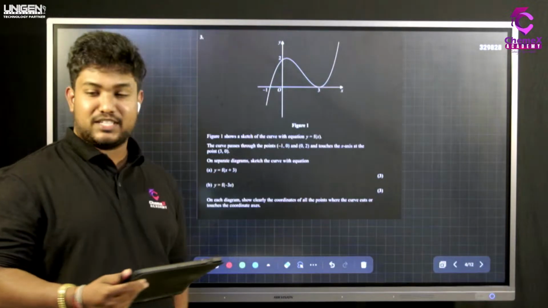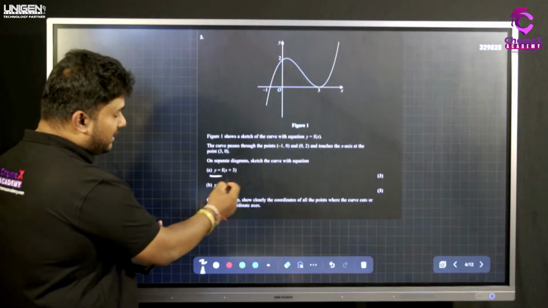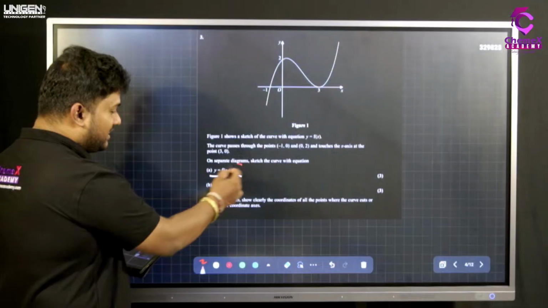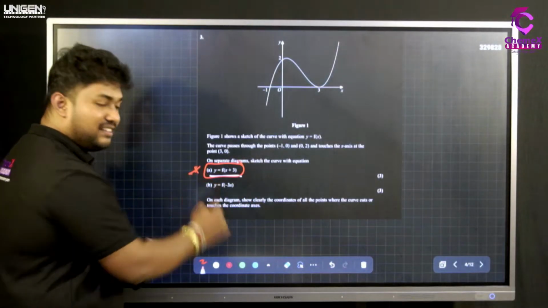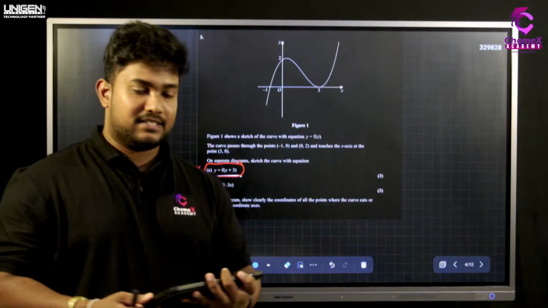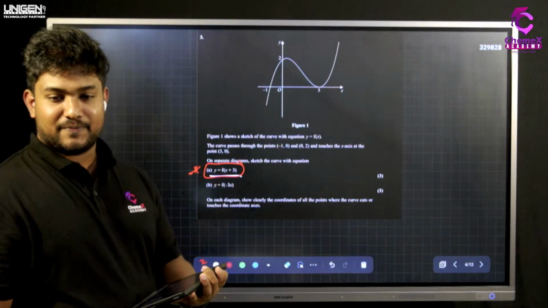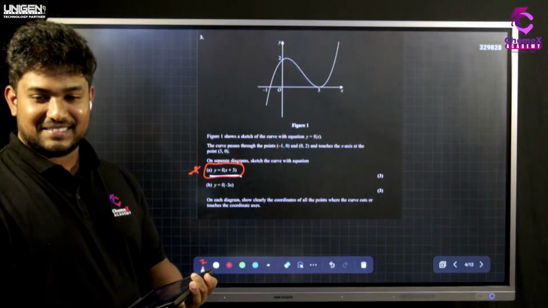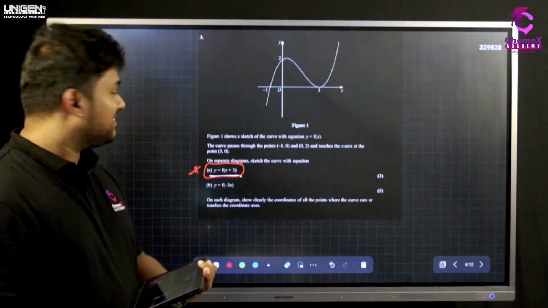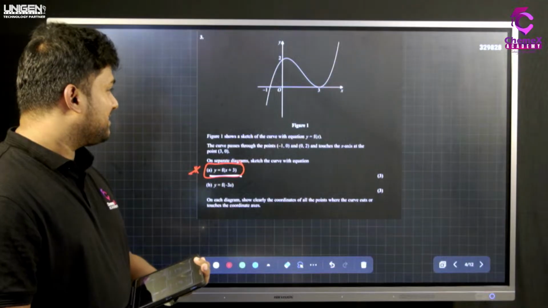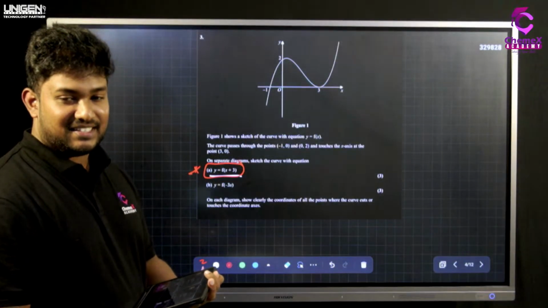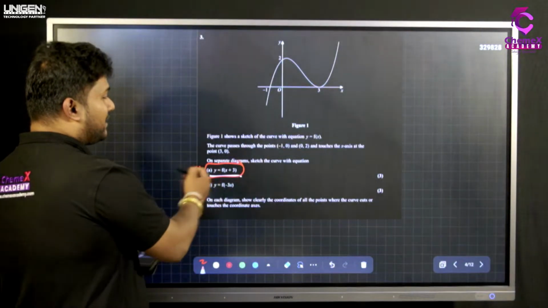Question number 1. They are asking to translate it in this manner. Those who did it recently can remember, no? f(x) plus 3. How do you do it? Anyone? So the plus means it will get shifted to the left. It goes to the left side by 3.